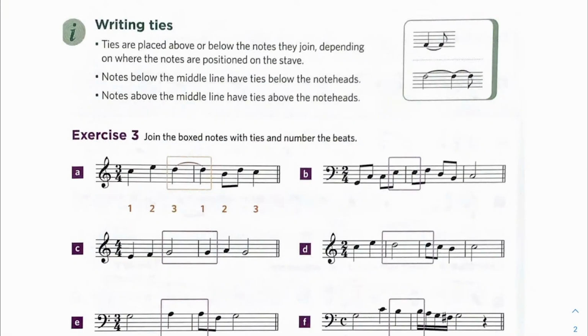Next, writing ties. Ties are placed above or below the notes they join, depending on where the notes are positioned on the staff. Notes below the middle line have ties below the note heads. Notes above the middle line have ties above the note heads. Basically, if you look at the box on the right here, you will notice that the tie is always on the side of the note head.